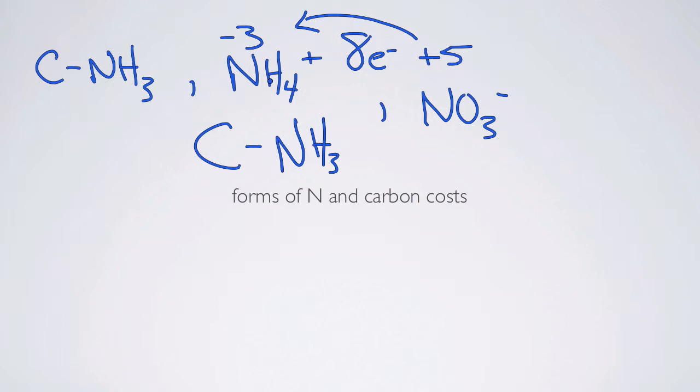So in that case, if a plant takes up amino acids, there's really not much it has to do to get those put into proteins. If it takes up ammonium, it really needs to just have a carbon structure.